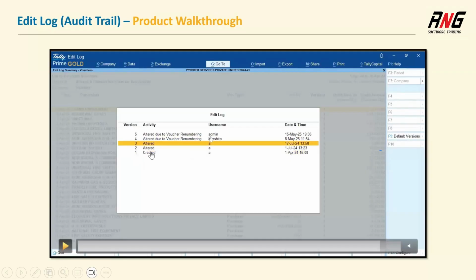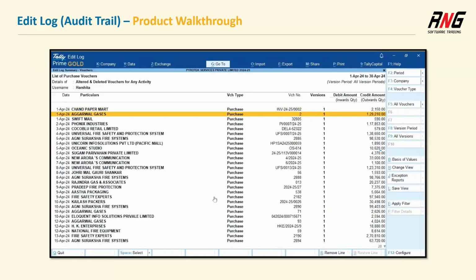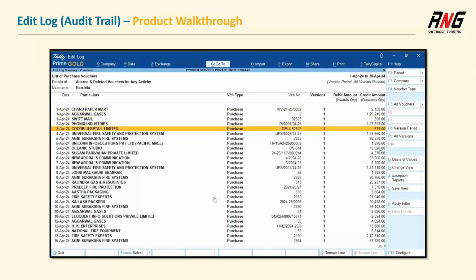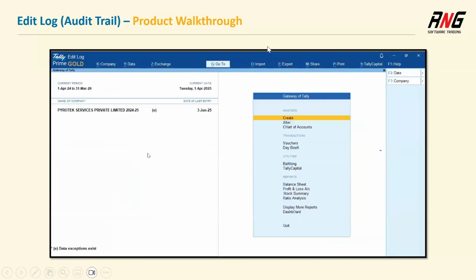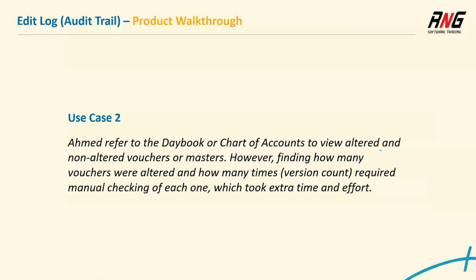So created, number one, he altered the second time, the third time he altered, again he altered due to voucher renumbering, again he did some renumbering which got altered. So you can see what the activity is, what the username is, and what the date and time are. So here you can have complete control of the entire data, or you can track each employee, what they have done and things like that. So that was edit log case one.